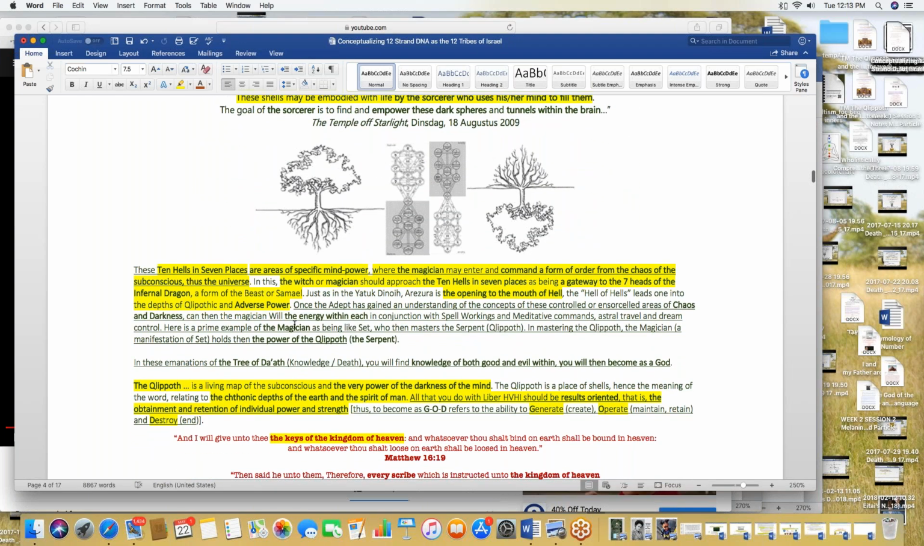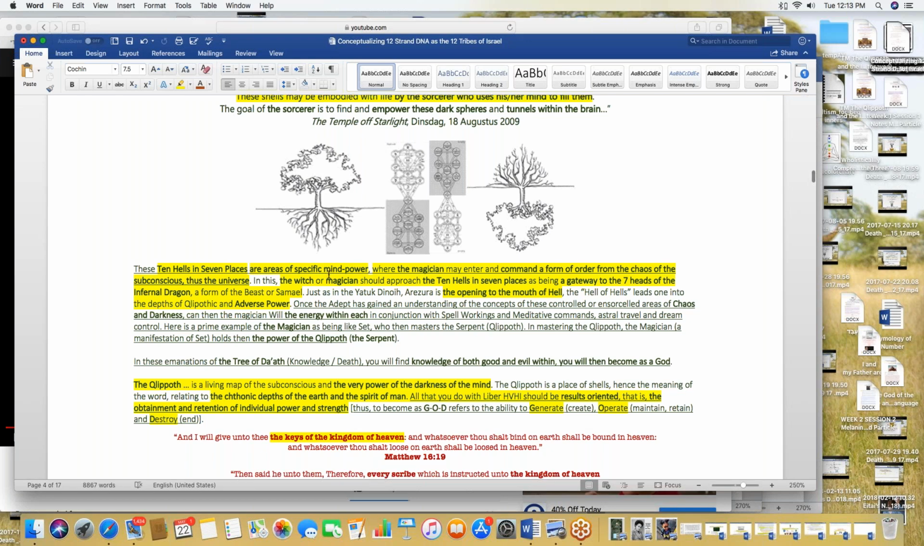Follow me, family. These 10 hells in 7 places are just the 10 hidden strands of DNA. They are areas of specific mind or mental or consciousness power where the magician may enter and command a form of order from chaos of the subconscious, thus the universe. In this, the witch or magician should approach the 10 hells in 7 places as being a gateway to the 7 heads of the infernal dragon.